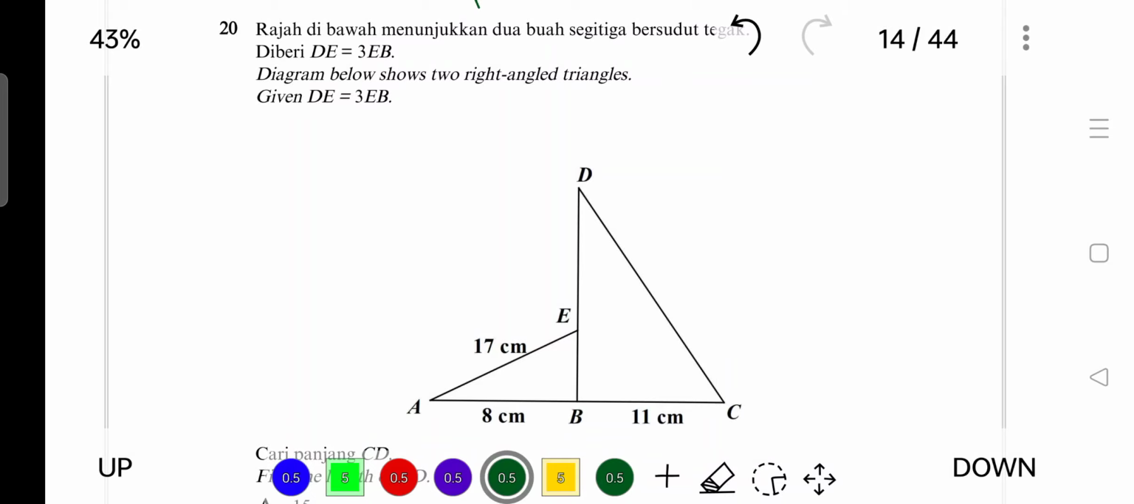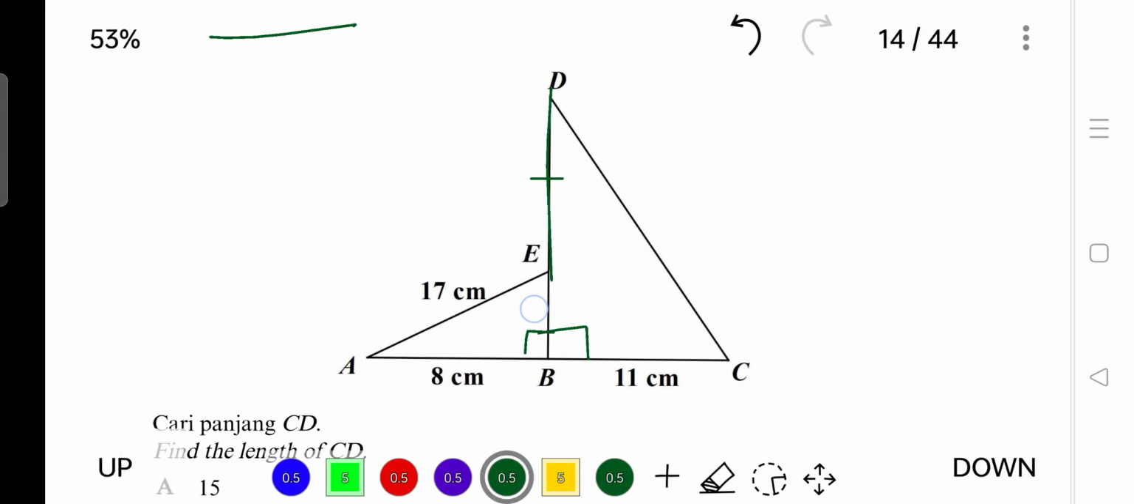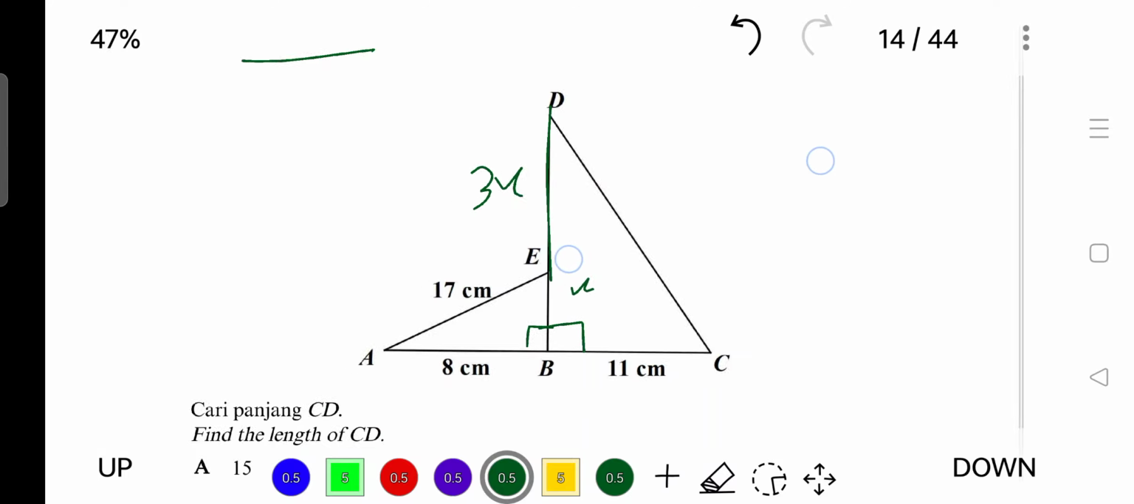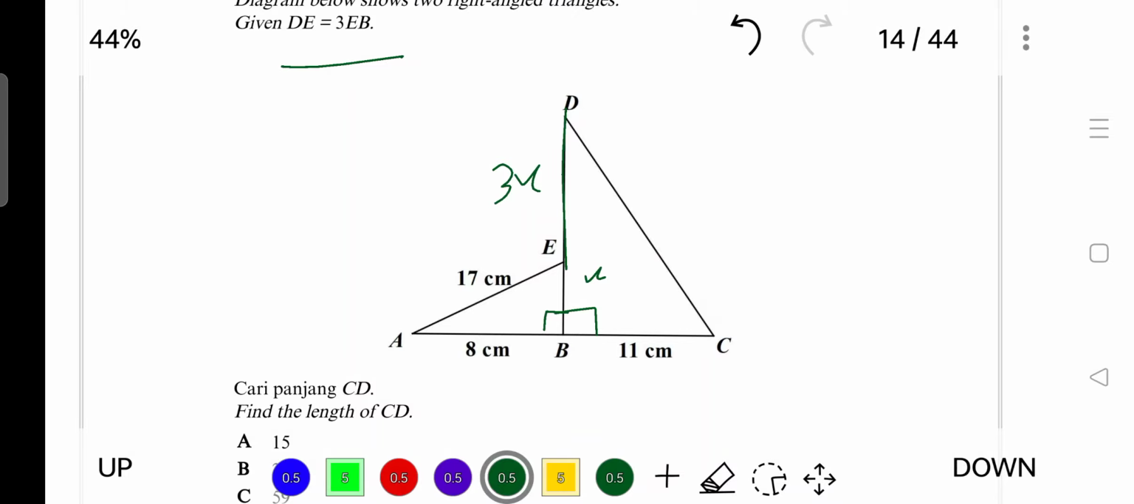We are almost there. The diagram below shows two right angle triangles. Given DE, this is also a right angle triangle. DE is equivalent to 3EB. If this is x, this will be 3x, right? They are not the same. So this is 3x and this is x. Just now I said they want the length of CD.